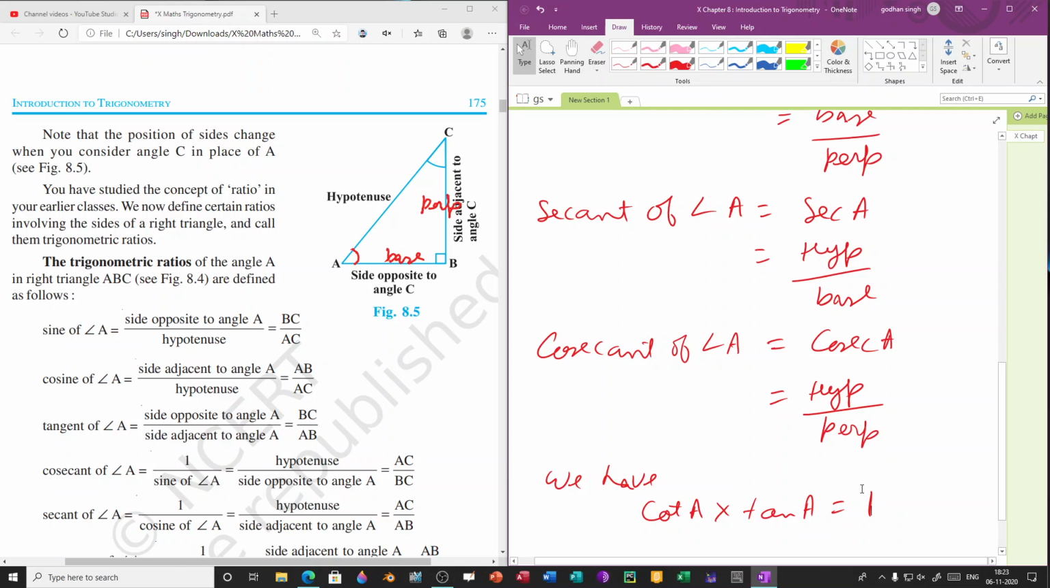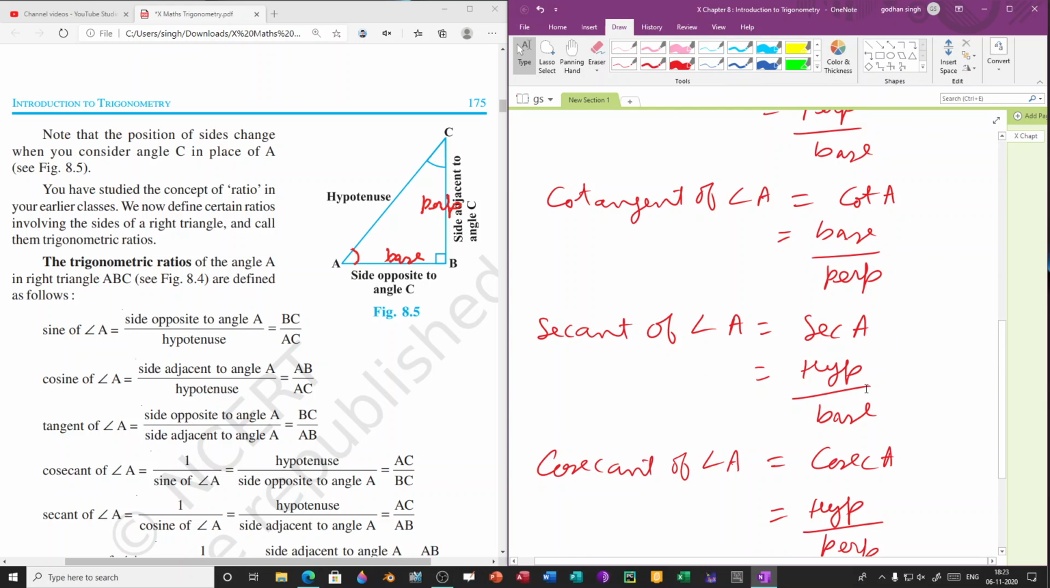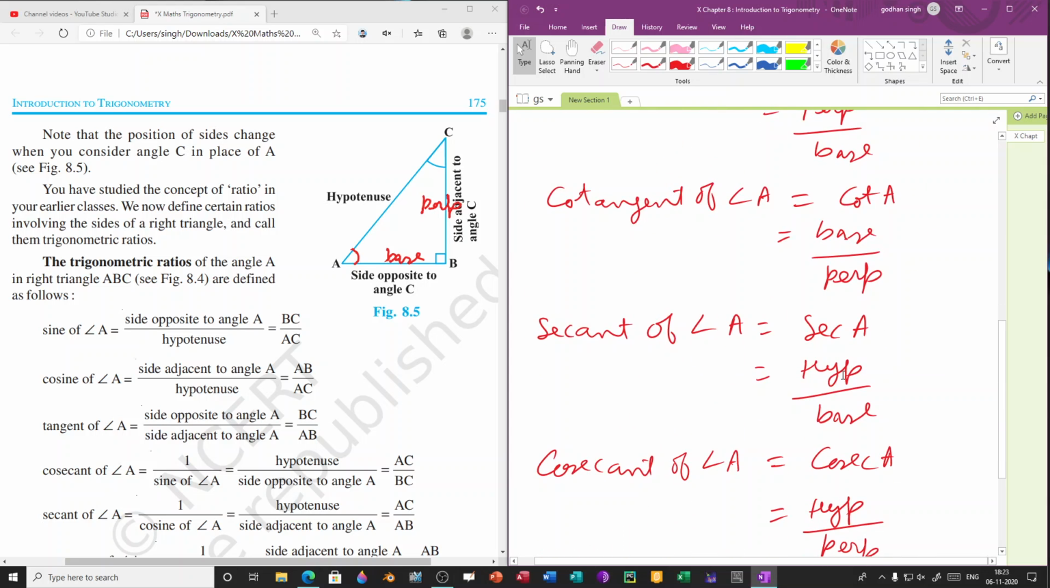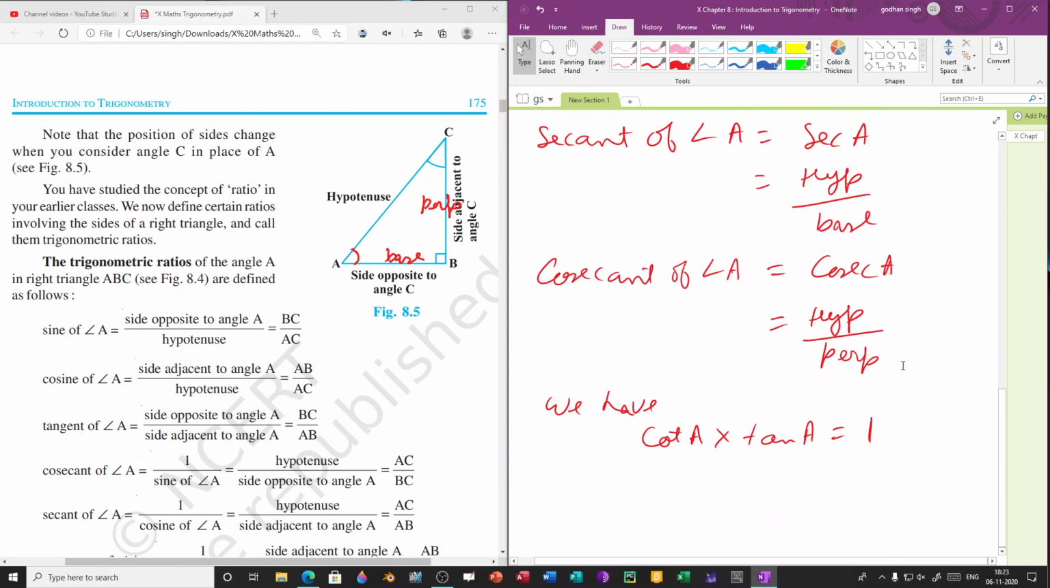Another one we can see is secant A, that is sec A, and cos A. What is cos A? That is base over hypotenuse. What is sec A? Hypotenuse over base. So that means they are reciprocals of each other. If we multiply them, we will get 1. So the second result is sec A into cos A equal to 1.